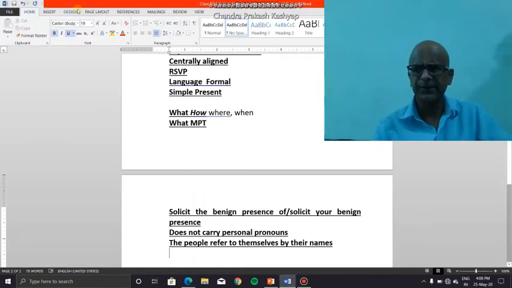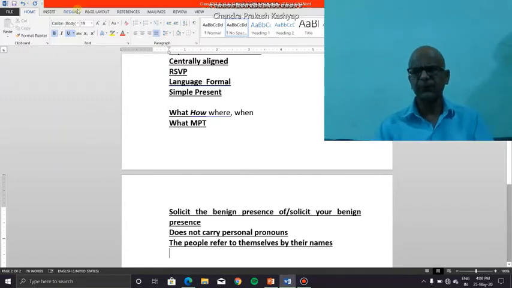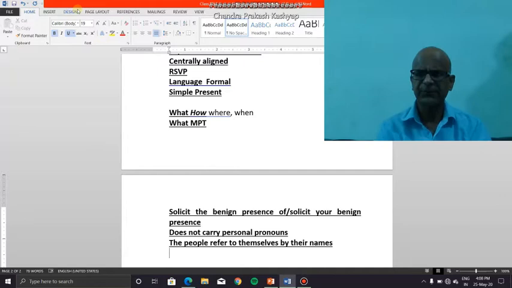So we've been discussing the characteristics of formal invitation. I'll take you through all these characteristics once again. The language is formal, the information is centrally aligned, and each important piece of information is laid out on a separate line.